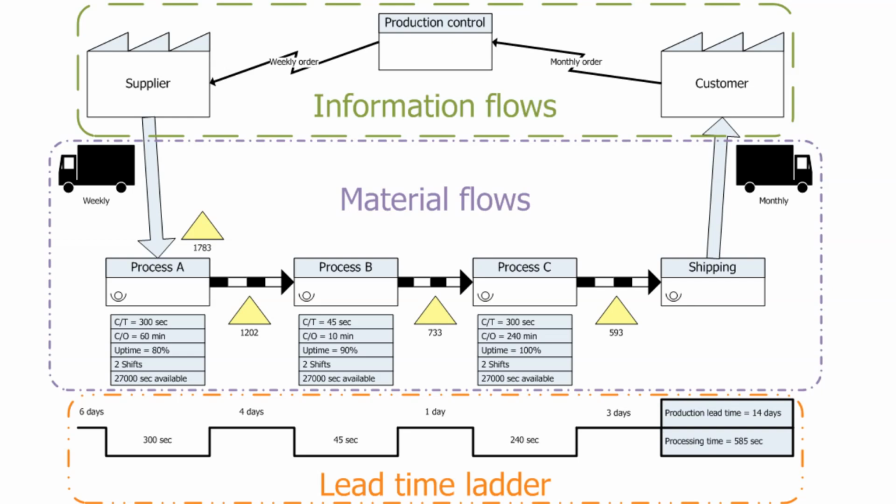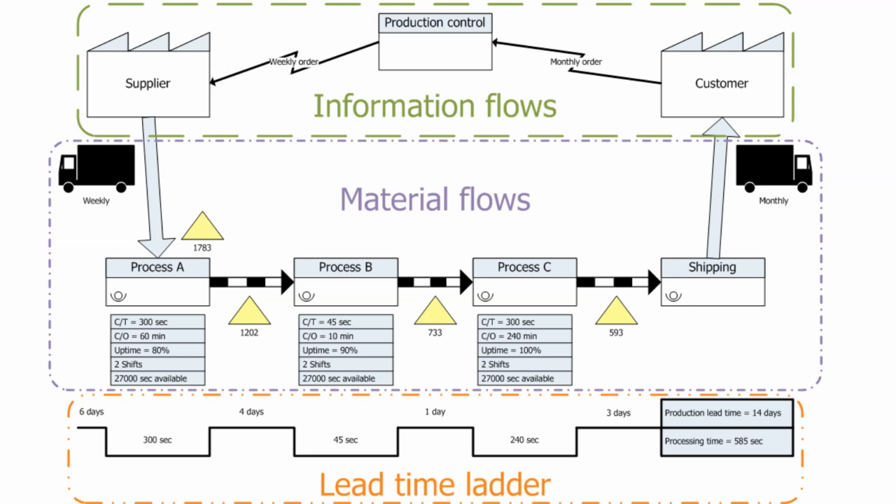The yellow triangle indicates inventory, and for the process A, the inventory is 1,783. Note that the process A, as well as other processes, require an operator, and that is indicated by the operator symbol. Also note that the arrows between processes are indicating process flow using process arrows. Under each process, there is a table with the information summary. For the process A, CT cycle time is 300 seconds. CO changeover time is 60 minutes. Uptime is 80%. Availability is 27,000 seconds.